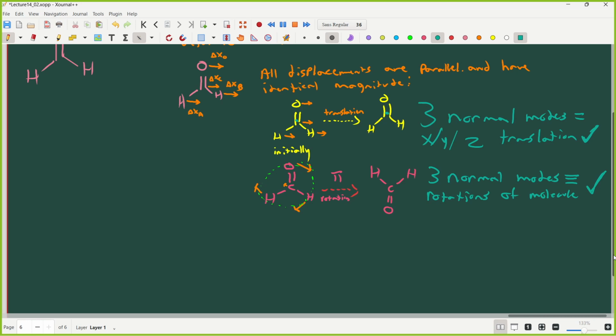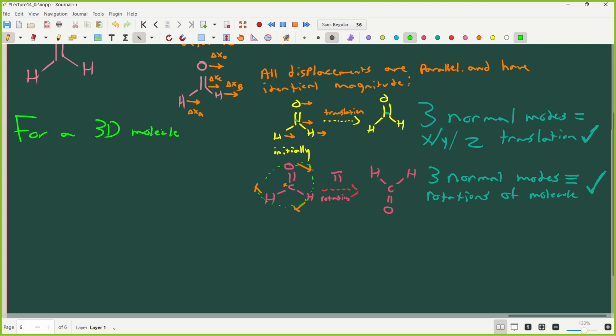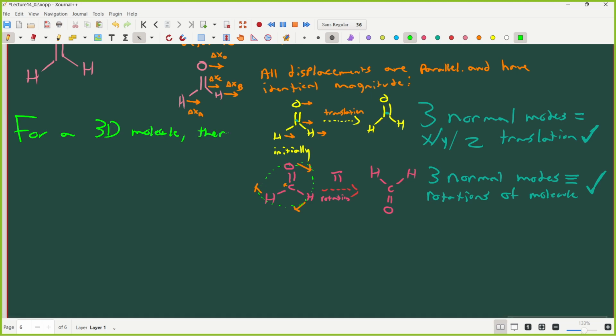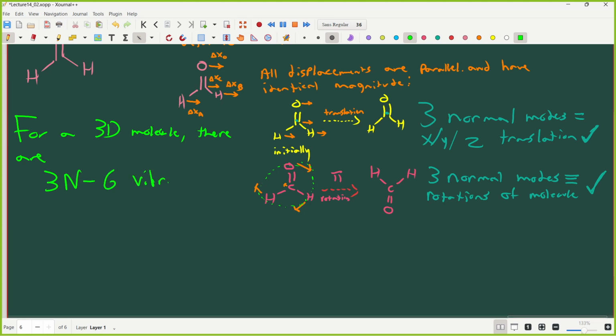So what does that mean? That means that for a 3-dimensional molecule, there are 3n minus 6 vibrational modes, or normal modes.